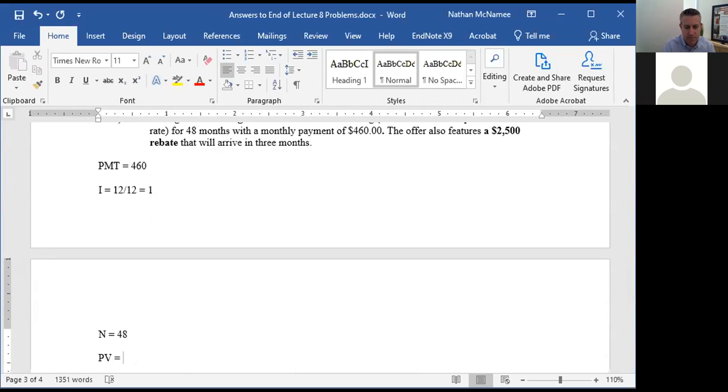How much are we financing? Didn't you say we didn't know that? We will need to know this. It didn't tell us in the problem. The sticker price is $20,000, right? But if we're good at negotiating with the salesman, we're not going to pay the full sticker price. We will pay something less. So we need to calculate, what is the present value? What is the purchase price that we're actually paying? I'm going to type 460 as payment, I is 1, and N is 48. So compute present value. What did you guys get?